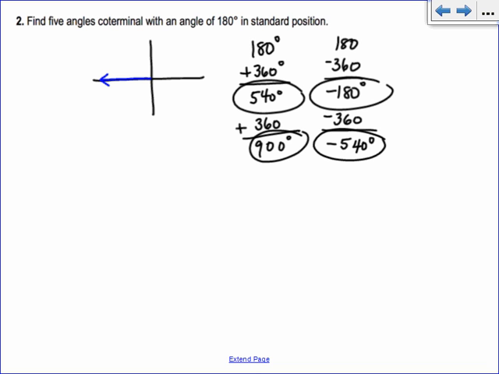All right, any others? Add 360 again? You can add 360 to 900 and get 1260. That would be a fifth one. So see how you can find all of these different coterminal angles. Okay, not really hard, right? It's pretty easy.